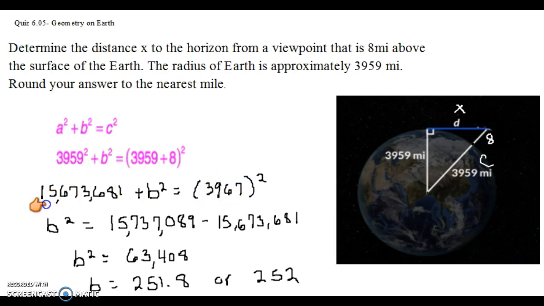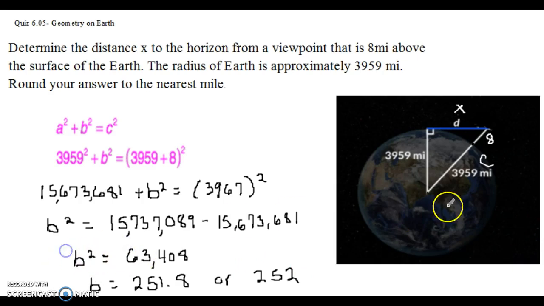You'll square this. You'll get this very large number, 15,673,681. You're going to subtract it to the other side. And then square this number. You get this number here, subtract this. And then that gives you this side squared, 63,408. So then you have to use your calculator, take the square root of both sides.